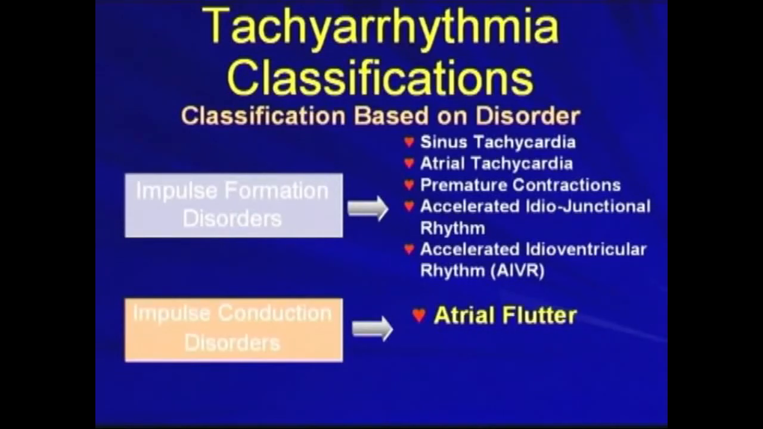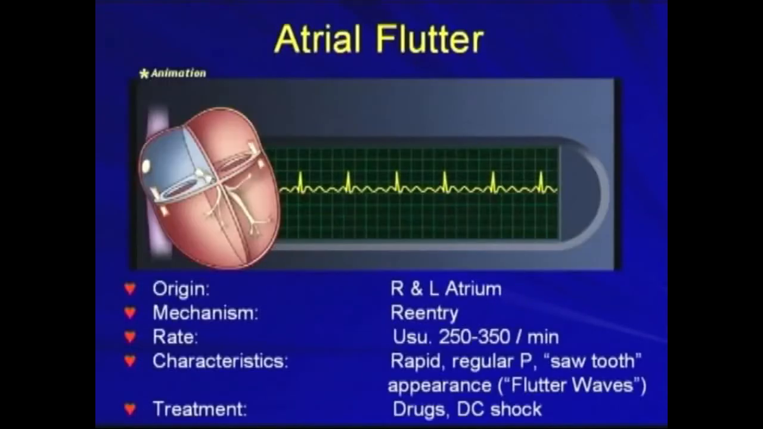Now, we look at the tachyarrhythmias due to the impulse conduction disorders. The first example of this group is atrial flutter. This is an example of atrial flutter. It originates from the right and left atrium. It's due to re-entry. Usually, its rate is 250 to 350 beats per minute.